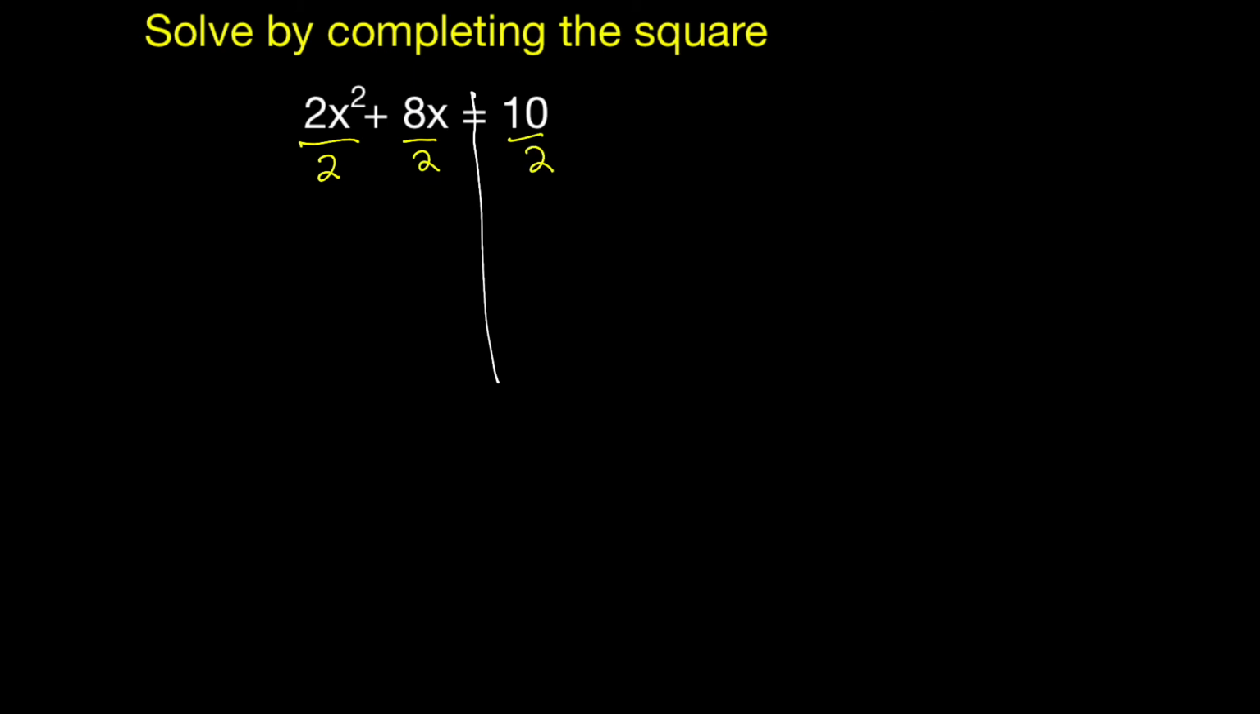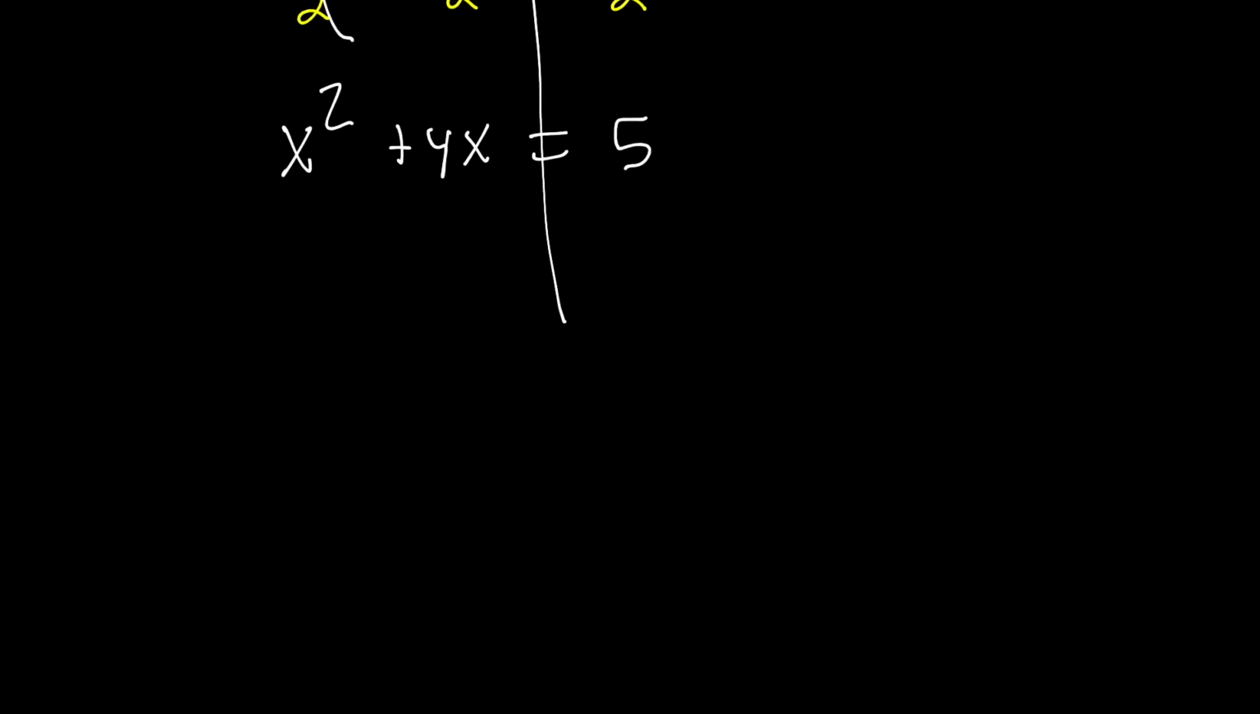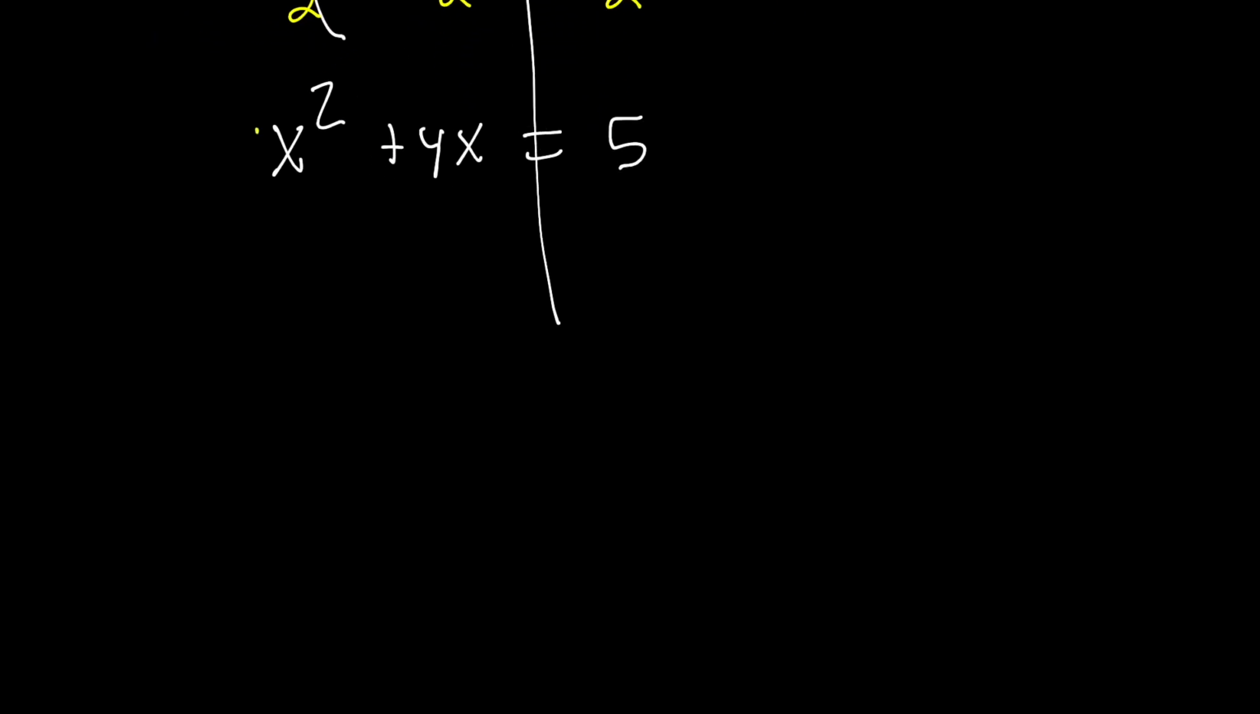This is going to leave me with x squared, since these two are going to cancel out. And then 2 divides 8 4 times, so plus 4x, and then 10 divided by 2 is going to give me 5. Now that our leading term has a coefficient of 1, we can complete the square.